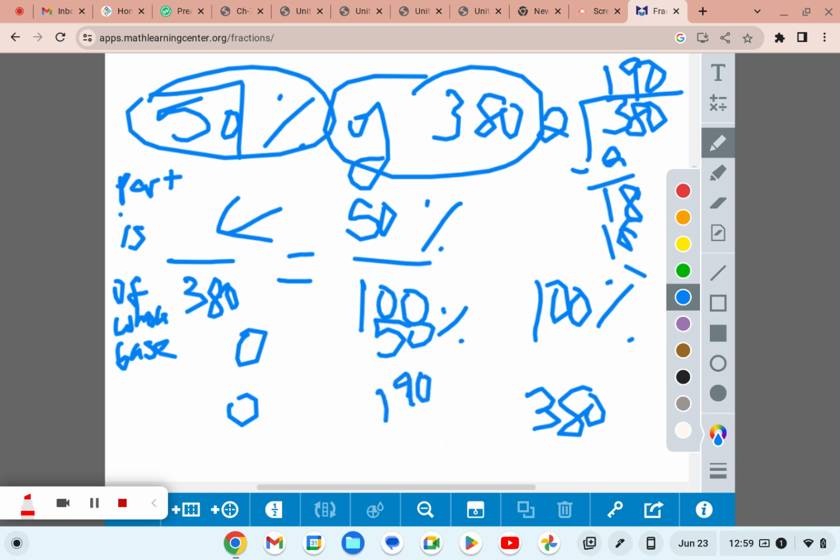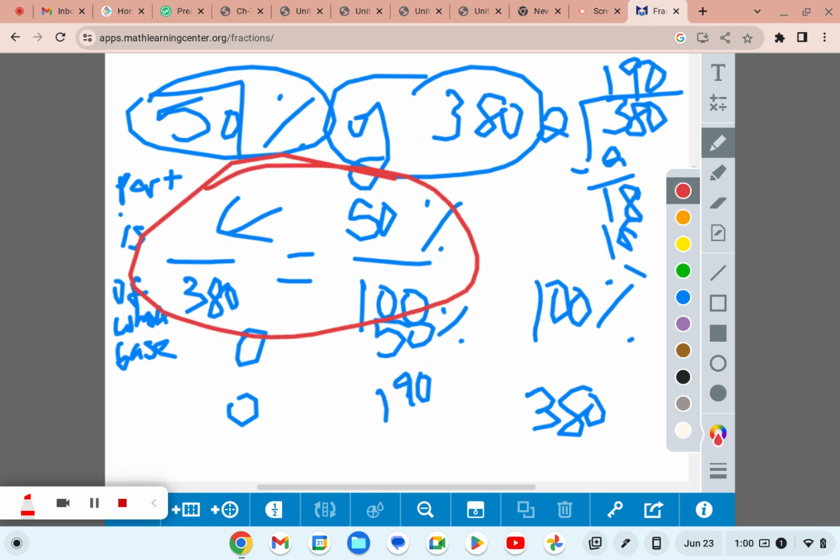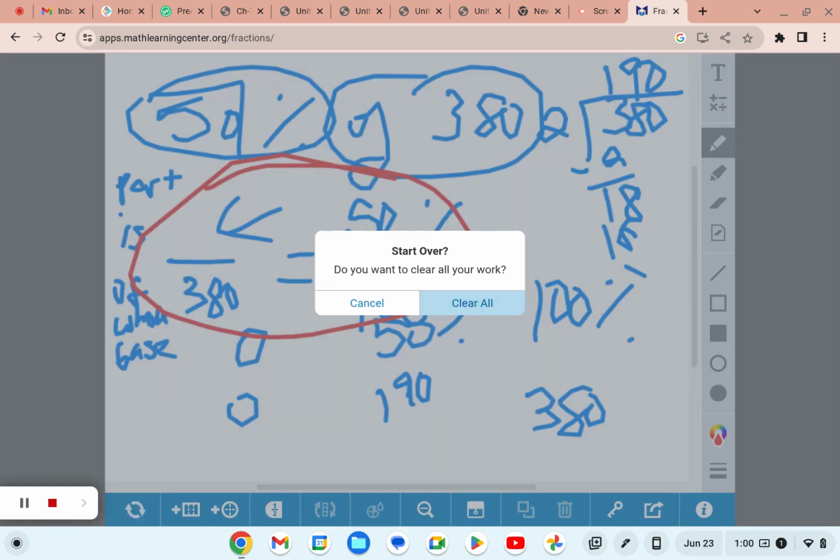The reason why I'm showing you this, even though you saw me write out this proportion, is because I want you to realize that sometimes your problems are solved in a simpler fashion. I don't want you to lose the art of recognizing how numbers are related. Okay, so let's do that. 50% of 380. I'm going to go ahead and clear this and I'll rewrite it. 50% of 380.